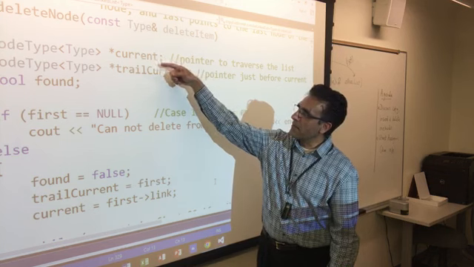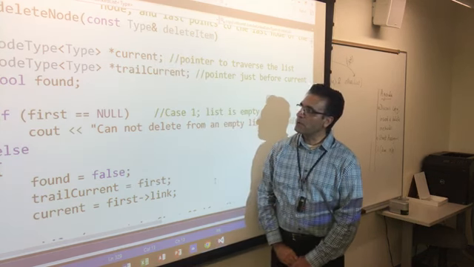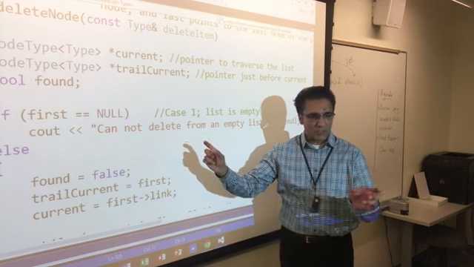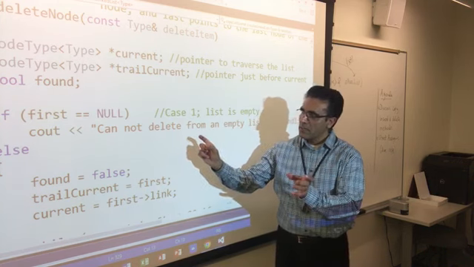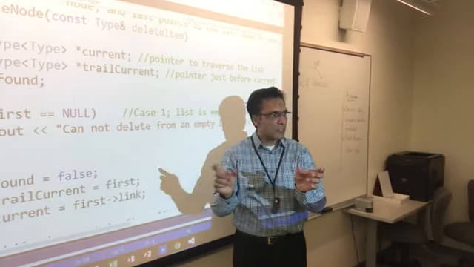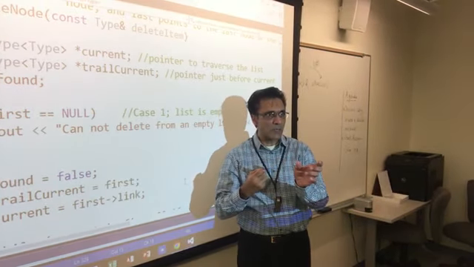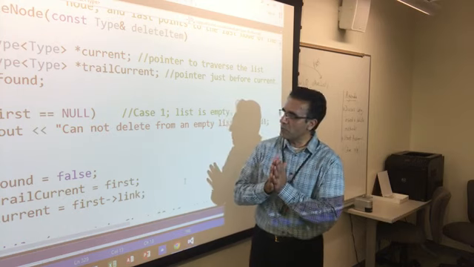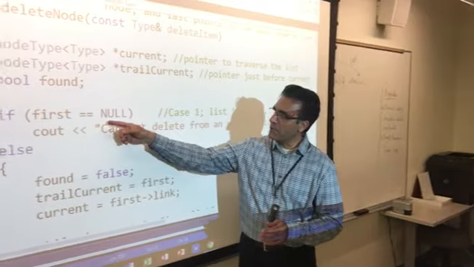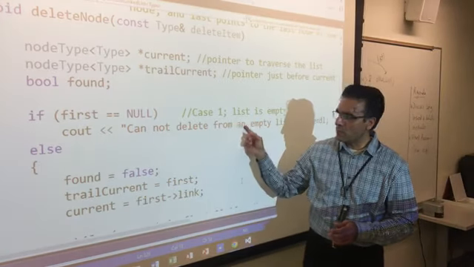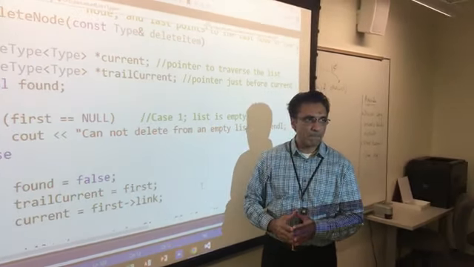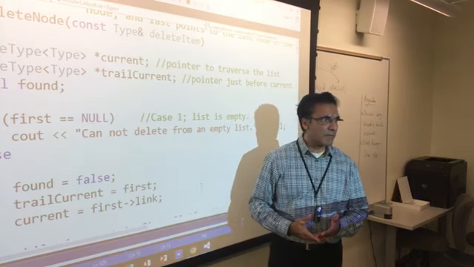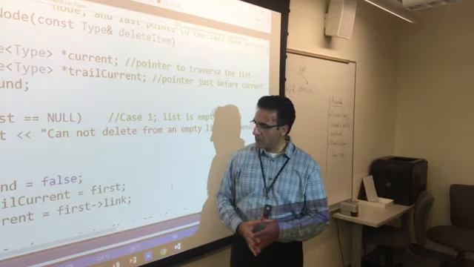So I have a couple of pointers here. One is current, one is trail current. Current is going to move forward, trail is going to be right behind the current. The reason is because you want to have two pointers, so when a node is being deleted, you can tell exactly where you are by using those two pointers. And again, we check if the first is null, nothing to be deleted. There's no data. So you just want to check that one. And initially found is false. It's a Boolean variable, which means nothing has been found.